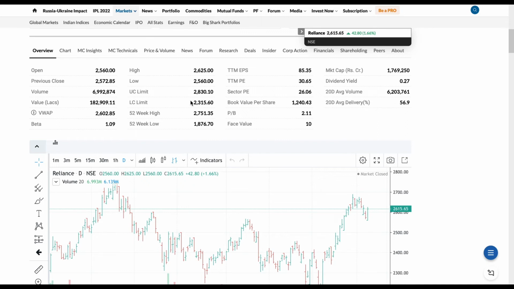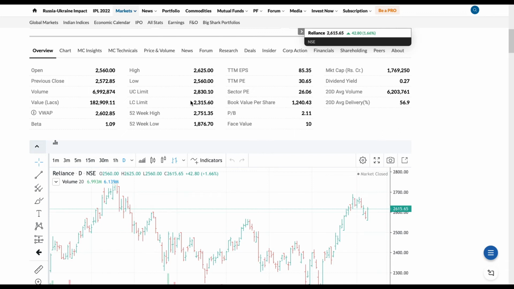Then coming to the PB, which stands for the price to book ratio, it is a measure of the market's valuation of a company relative to the book value. Book value can be simply understood as: when the company stops performing all its operations and gives back its loans and the payments that it has to make, then what is the actual value of the company?